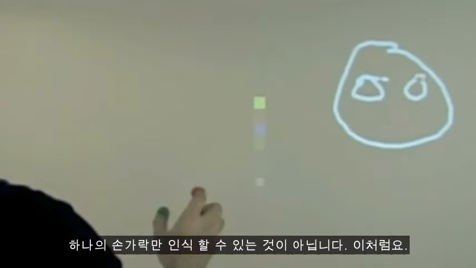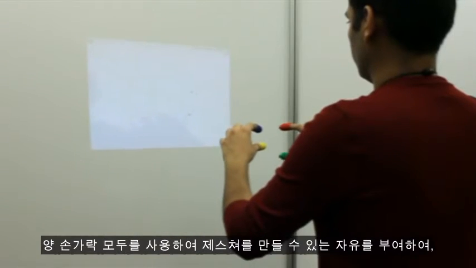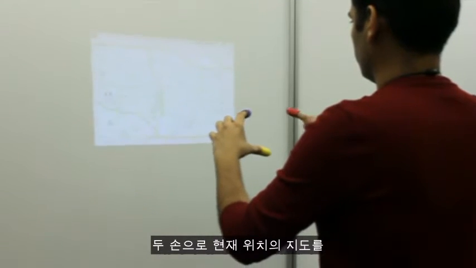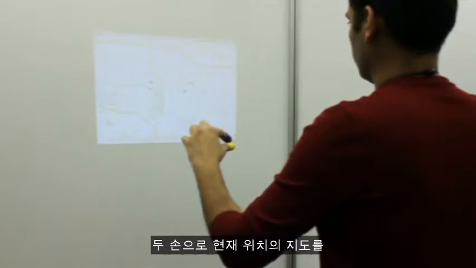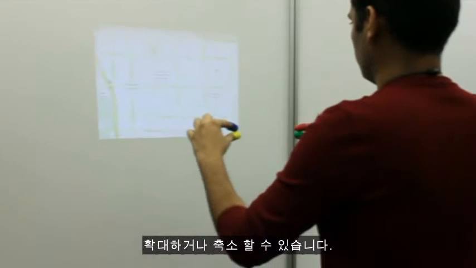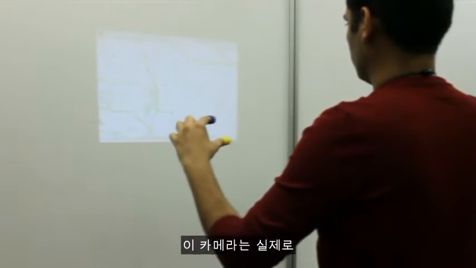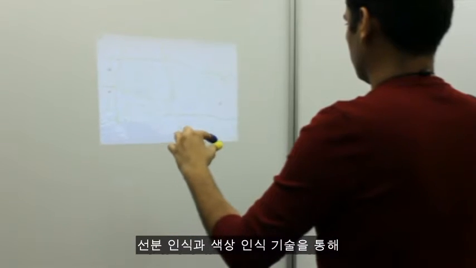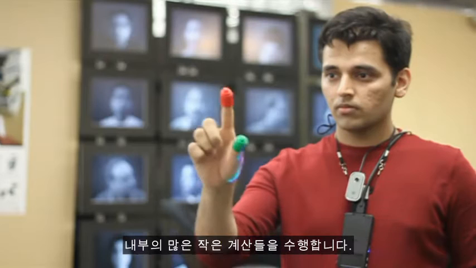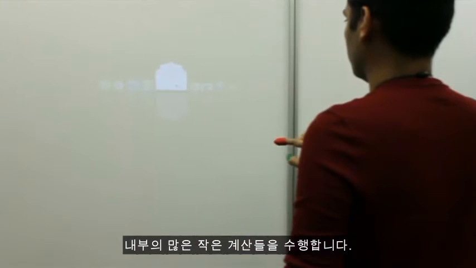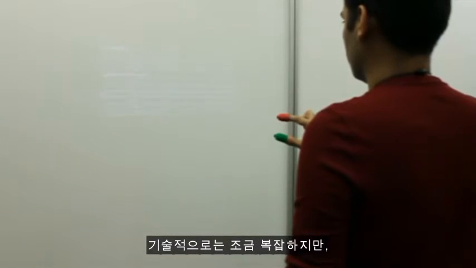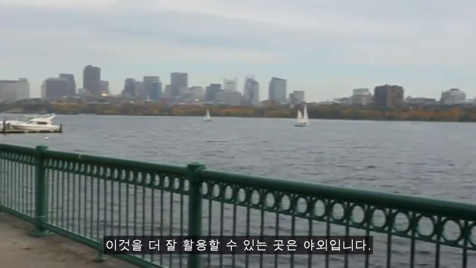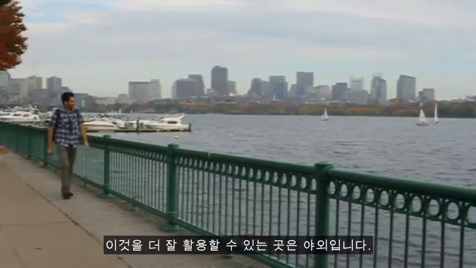But we are not only tracking one finger. We are giving you the freedom of using both hands. So you can use both of your hands to zoom into or zoom out of a map just by a pinching operation. The camera is getting all the images, doing edge recognition and also color recognition, and so many small algorithms are going on inside. So technically it's a little bit complex, but it gives you an output which is more intuitive to use in some sense.